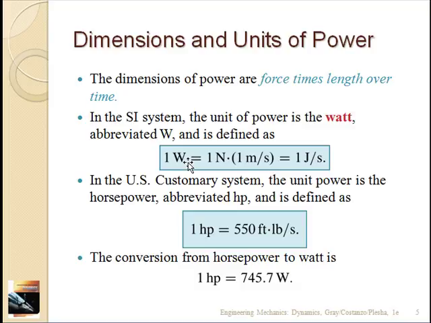The SI unit is a watt, which is a joule per second, and a joule is a Newton meter. So a watt is a Newton meter per second, joule per second, however you want to look at it. In the US, we usually use horsepower. One horsepower is 550 foot-pounds per second. So foot-pounds per second is a common power unit, but also horsepower. One horsepower is about 750 watts.